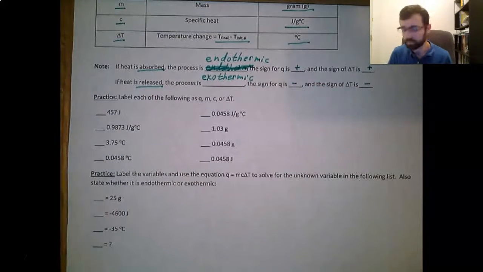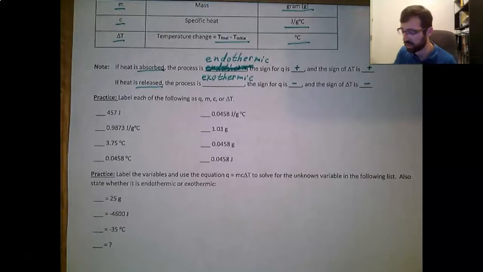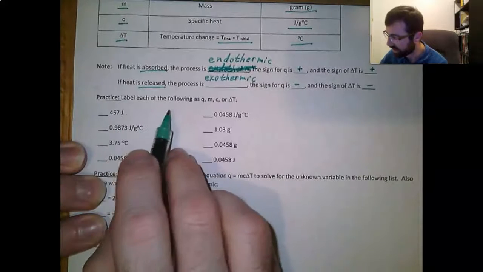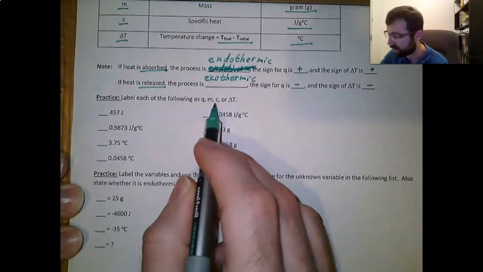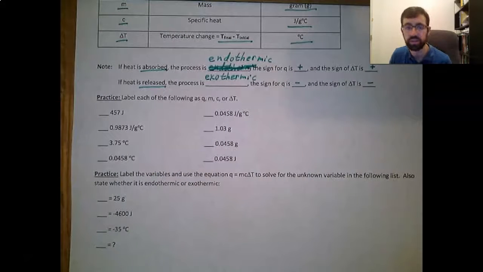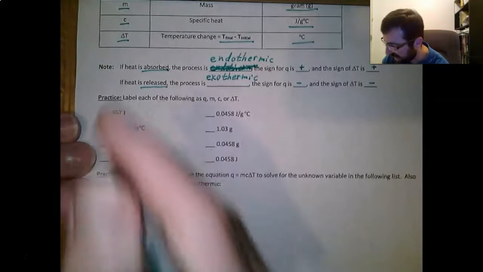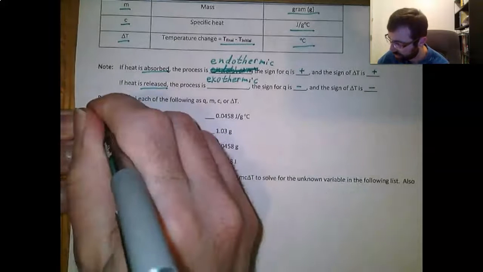Okay, so let's do a little bit of practice with this. What we're practicing here is identifying the variables. We want to label them as either Q, M, C, or delta T. So we want to match up the variable letter with the units. The number really doesn't matter that much. We're focused on the units. So when I see J, that means joules. Joules are units of heat. So I'm going to put Q.